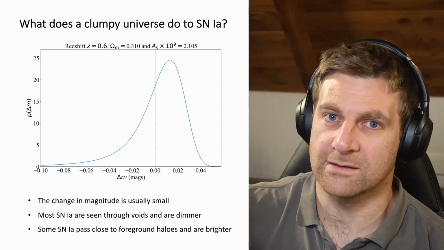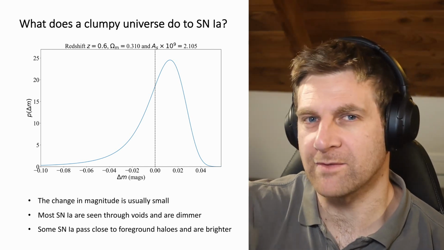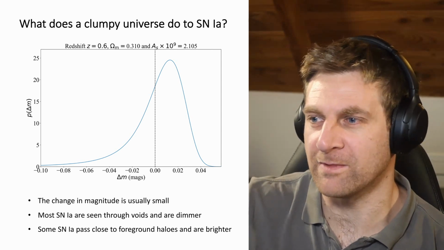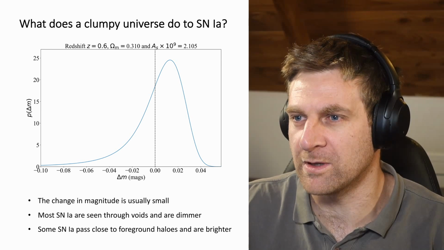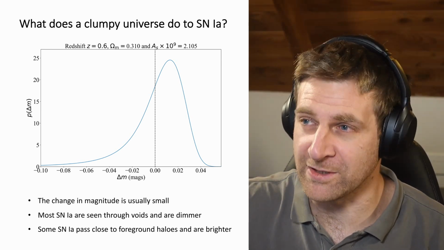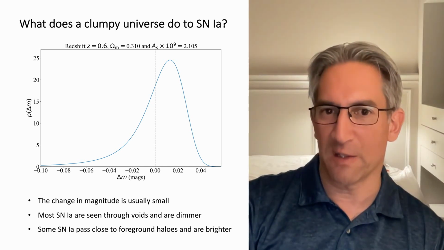And I guess the reason why most of them pass through voids, maybe this is obvious to the viewer, but maybe it's not, is just that a collapsed object is smaller than a void, which is the kind of expanded object. So most of the volume of the universe is empty, even though most of the matter in the universe is in clumps. Yeah, that's exactly right.